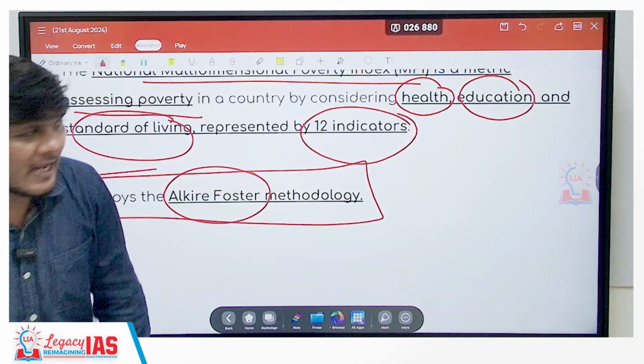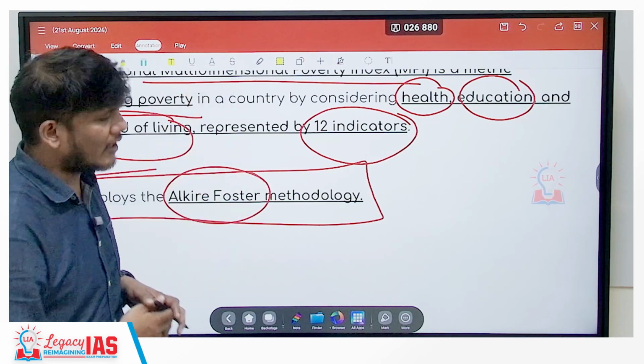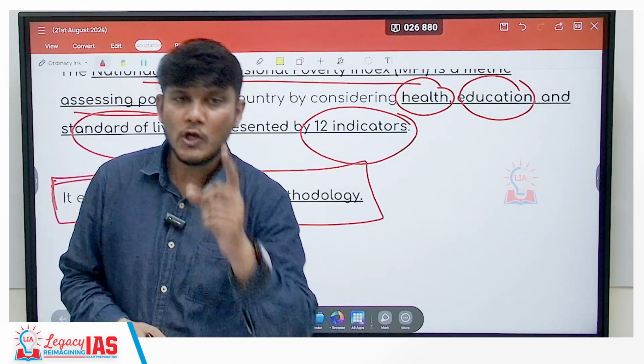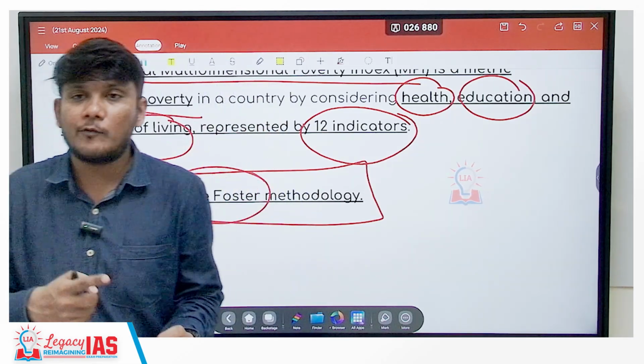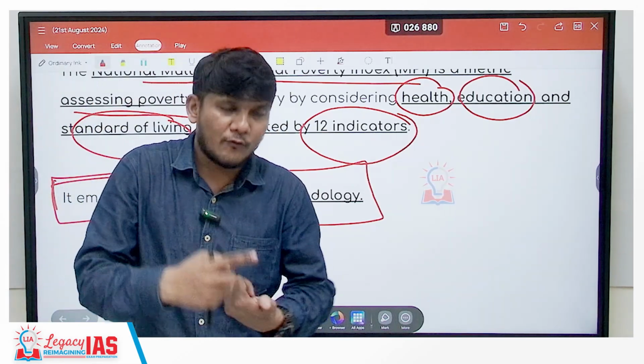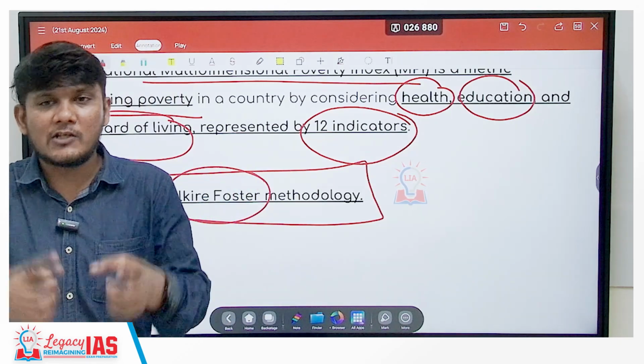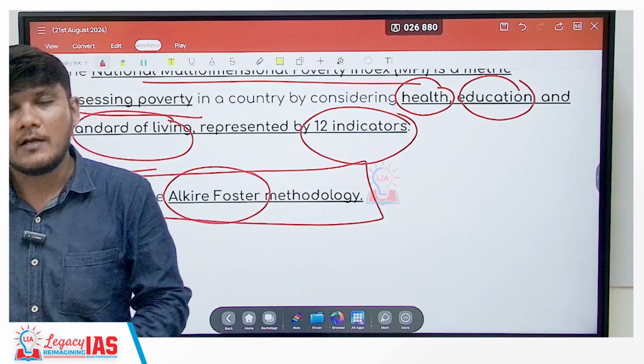And on the same lines, the multidimensional vulnerability index is also brought in. You should remember what it is, the components, the weightages, as well as who has brought it, the United Nations General Assembly. It is for the small islands as well as developing countries to get access to cheaper finances.